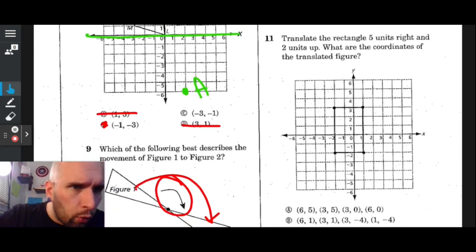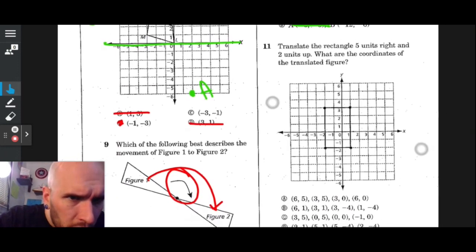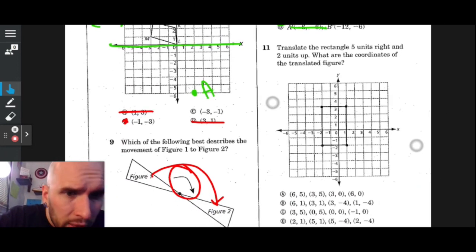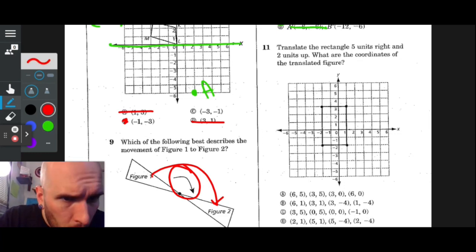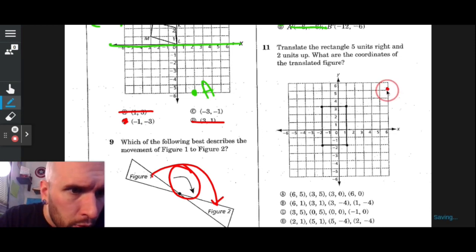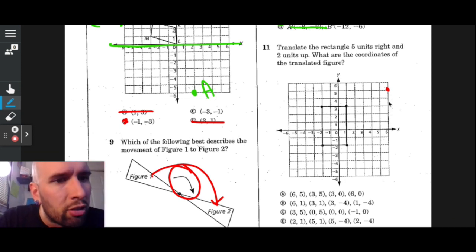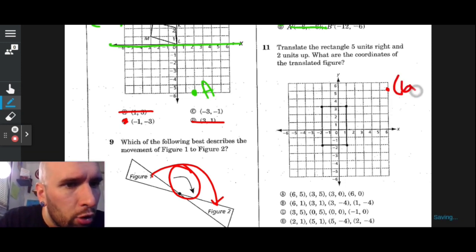Translate the rectangle 5 units right and 2 units up. What are the coordinates of the translated figure? So let's do 1 point at a time. 5 right, 2 up. So let's take this guy and go 1, 2, 3, 4, 5, then 1, 2. Put a dot. Do they have letters? Nope. That is right 6, up 5.